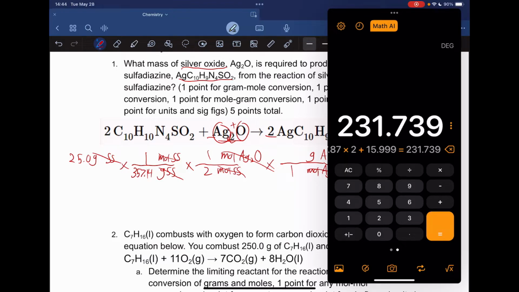That gives us 231.73. Since we're going to round to 3 sig figs anyway, let's go only 5 sig figs right now. So 231.74.